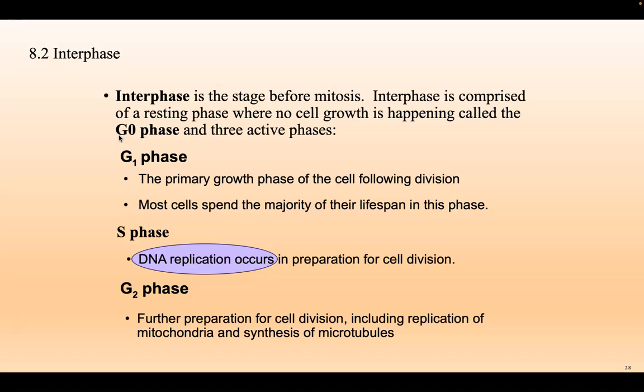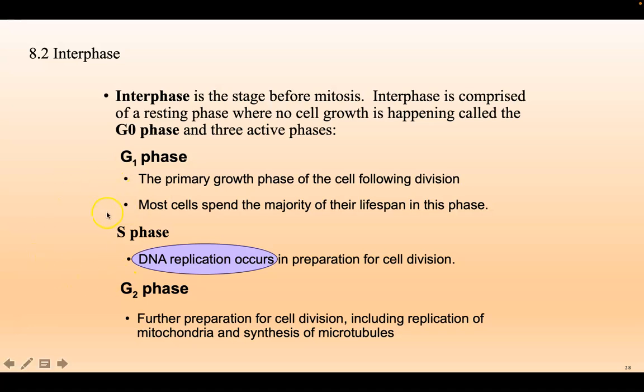The G1 phase is where most of the growth is going to be happening, and most cells spend the majority of their lifespan in this phase. The S phase is where our DNA is being replicated in preparation for cell division. So S phase, you can think we have to make new DNA because our cells are preparing to divide.